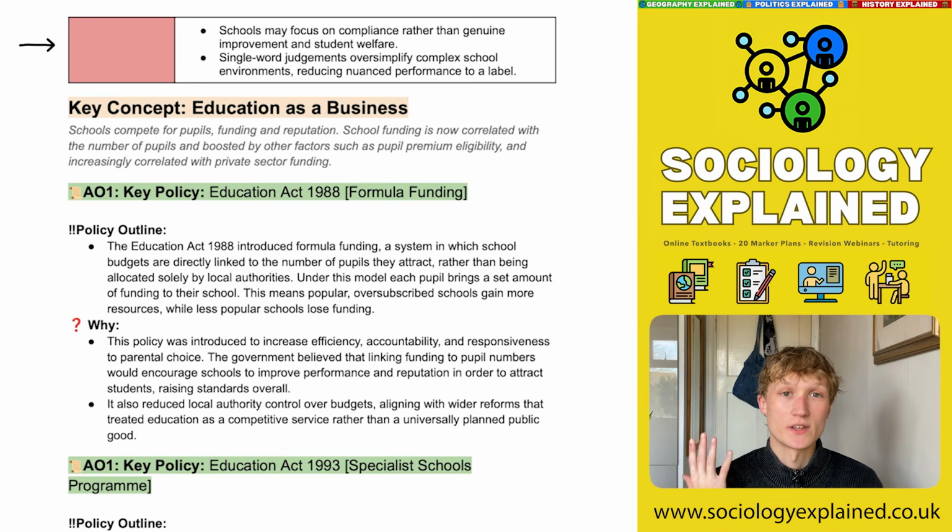You could also argue, obviously, that single word judgments that Ofsted offers, like inadequate, are overly simplistic and don't reflect the kind of nuance of the school or what else the school is doing. You could also, of course, argue that schools are able to quickly improve how well they're doing when an Ofsted inspector is coming, which means that these Ofsted inspections won't reflect truly how good a school is.